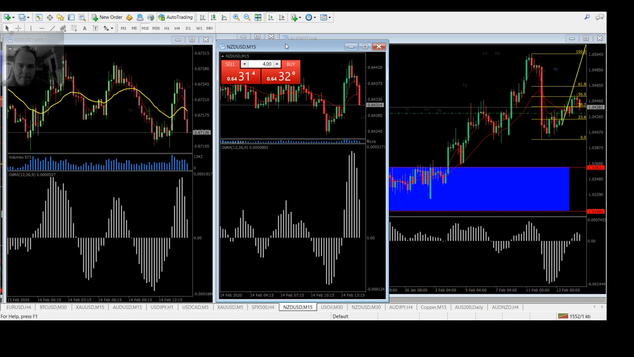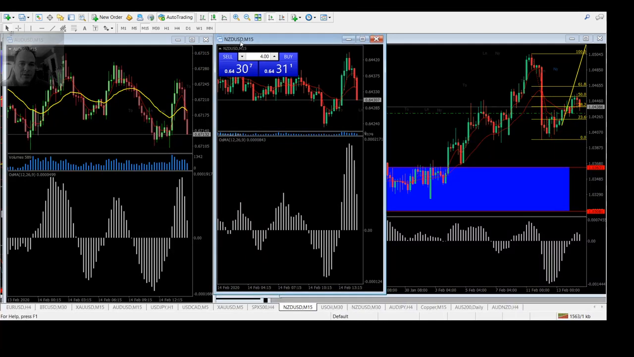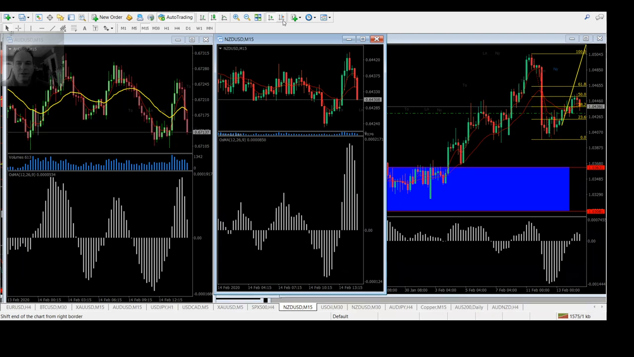Now, obviously the Aussie dollar is falling a little bit faster. Let me close this, get a better view. But not much of a difference. So yeah, we may be waiting a while on this Australia versus New Zealand.